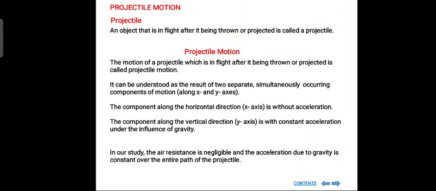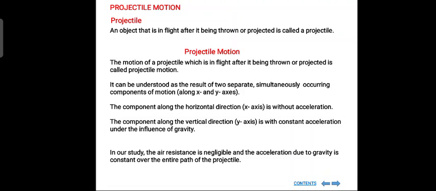Jai Hind students. We are studying our chapter number 4, Motion in a Plane, and here I am covering projectile motion. It's a very special kind of motion, so I am making a separate video on it. And yes, I am your physics teacher.